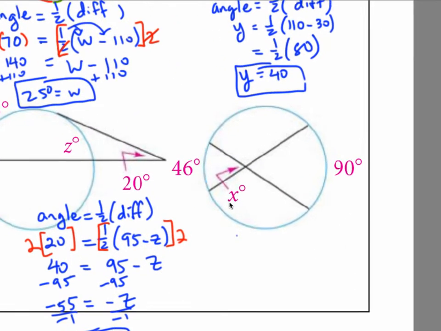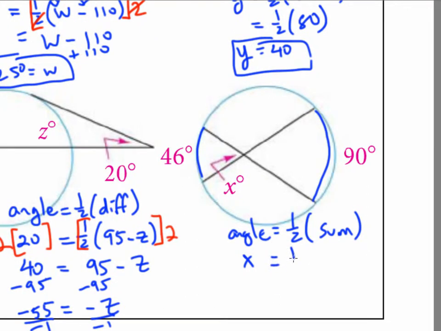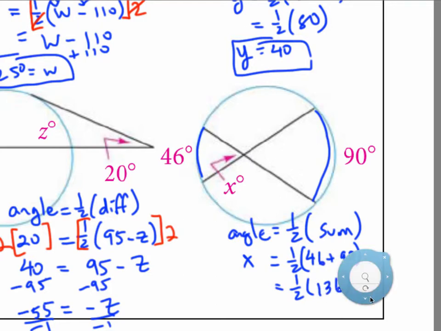So we can say yes, this angle here is half of the sum of these two intercepted arcs, right? This one and this one. So the angle is x. It is half of the sum, so 46 plus 90. You could clear out the half by multiplying by 2, but since we have x over here, let's just add this up. Well, it's 136.